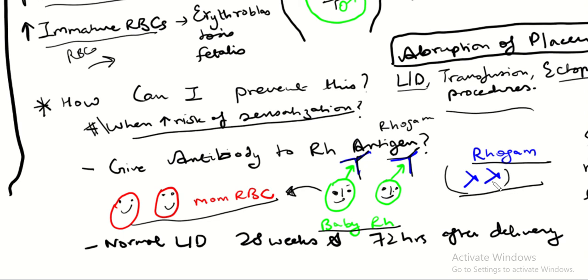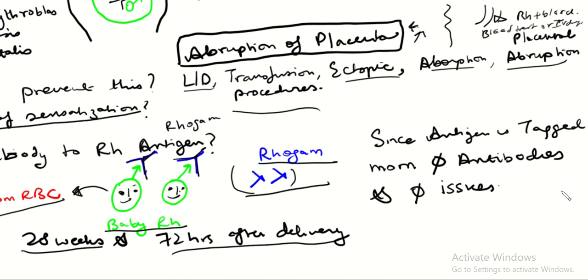And again, that antibody to Rh antigen does its job and then is done, and then it gets excreted out of the system, and you're all good. And the mom doesn't develop antibodies to Rh antigen. When do I give it? I give it after labor and delivery. Okay. For normal labor and delivery, 28 weeks and 72 hours after delivery. And then if there's any of these special conditions, then again, as soon as I can. So again, antigen is tagged. Mom's body is not able to see the antigen, thus does not produce antibodies, so no issues.